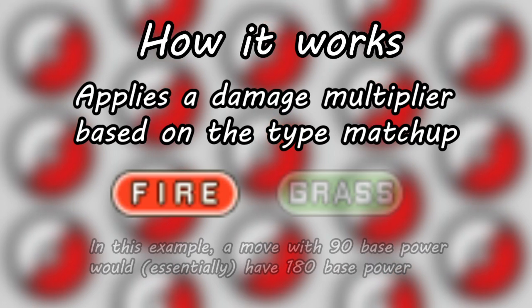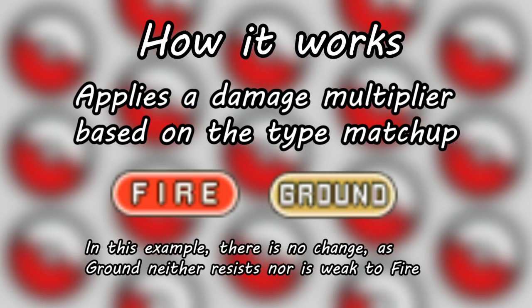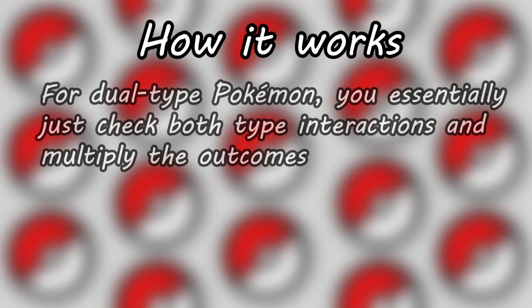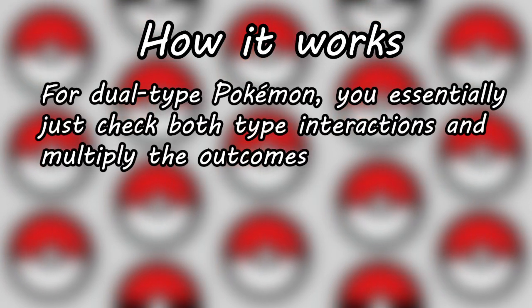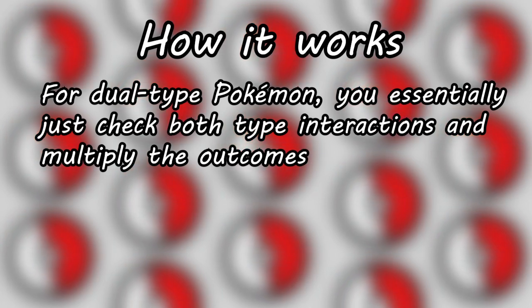If a type is neither weak to, nor resists the type of the move used against it, there's no change. We refer to those as neutral hits. This math changes slightly when you factor in Pokemon with two types, but it doesn't change by much. Essentially, the effectiveness just considers two types instead of one.